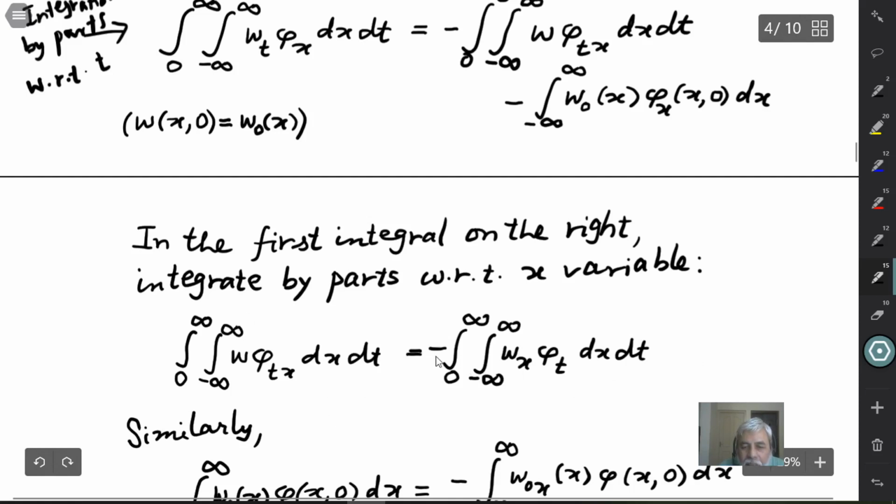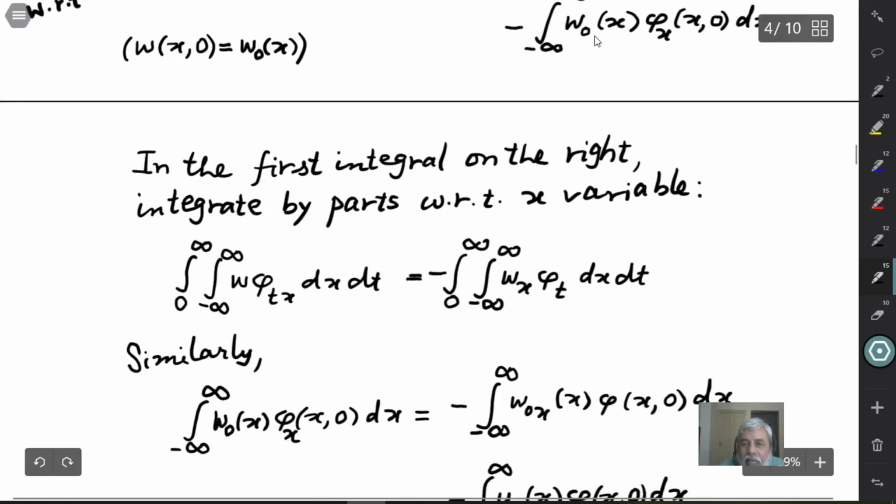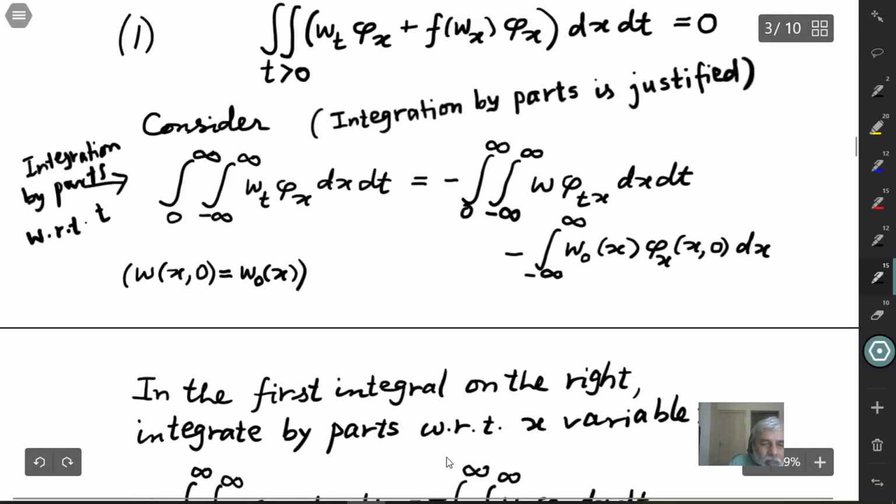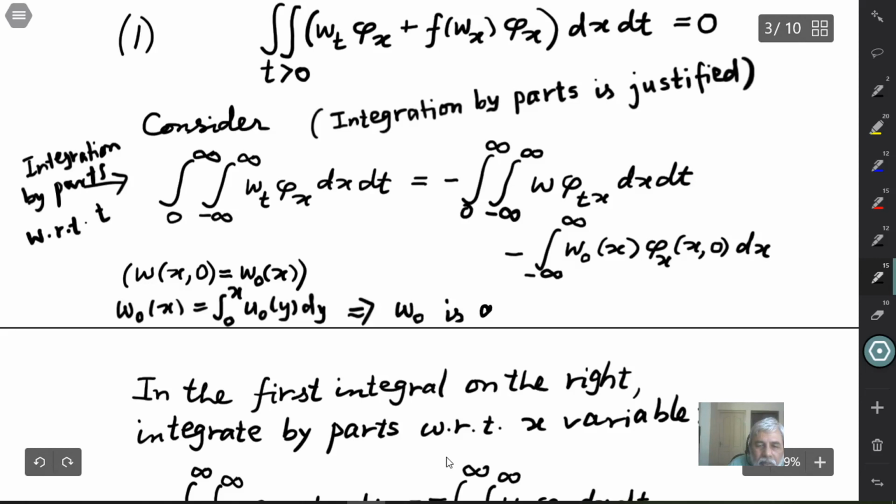So we'll only get minus the integral from 0 to infinity, minus infinity to infinity, w_x phi_t dx dt. And similarly with the single integral here, we get minus w0_x. And remember, this w0 is absolutely continuous. Just pay attention to all these things. That implies w0 is absolutely continuous, and that is the minimum sufficient condition for the integration by parts to hold.